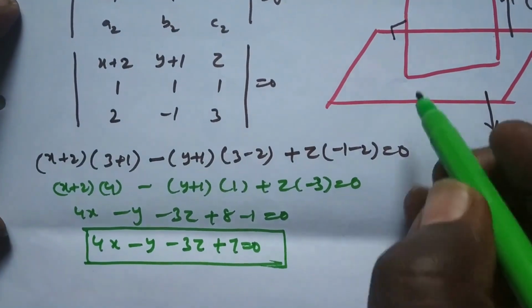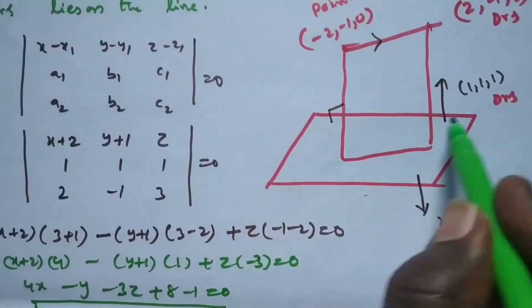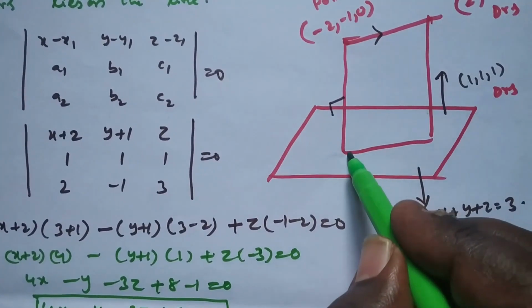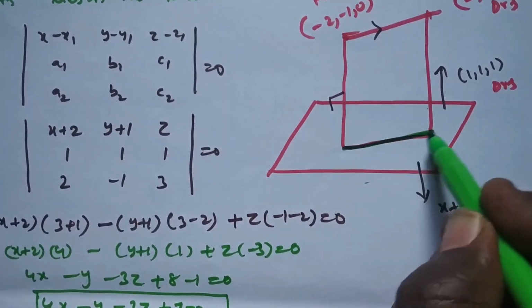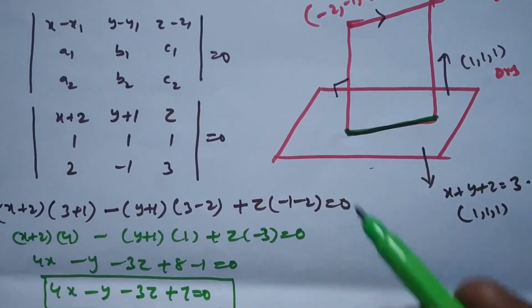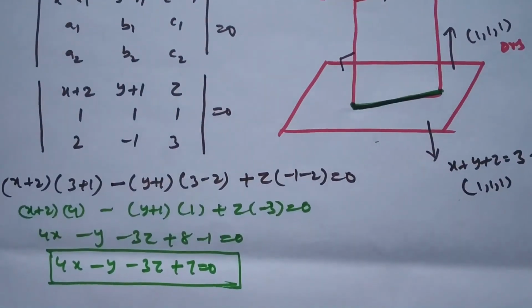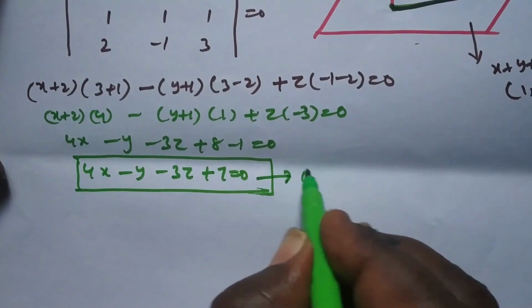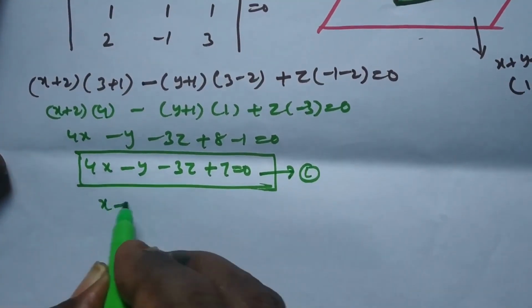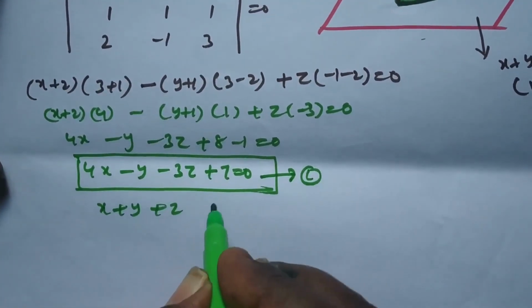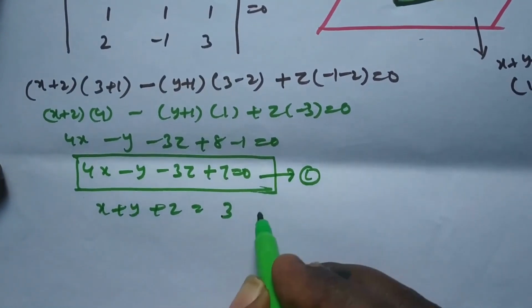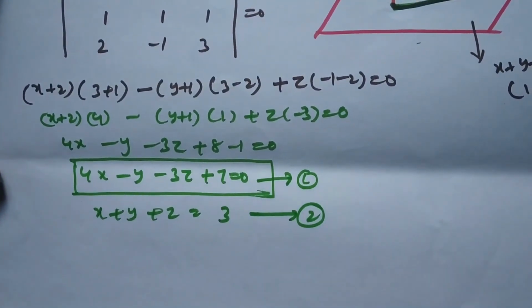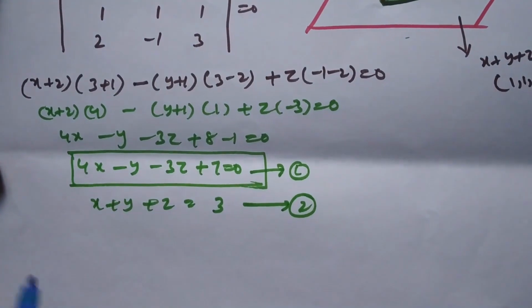This is the second plane. Already one plane is given to you. We have to find out this line of intersection. Now we discussed already how to find the line of intersection. What are the two planes here? This is one plane. Another plane is x plus y plus z is equal to 3. This is the second plane. Now how to find the line of intersection?